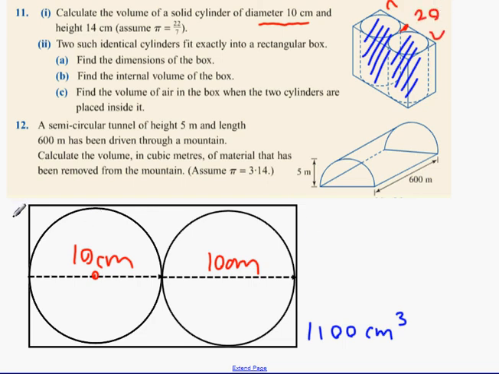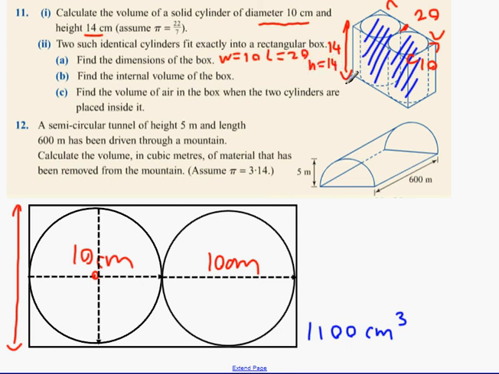What about the width of the box? It'd be 10. You know the width of the box is now 10. What do you know about the height of the box? I know that would be 14, because it's the same height as the cylinders. Do you understand that? So what are the dimensions of the box? Width is 10, length is 20, height is 14.